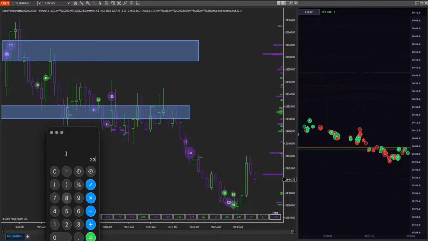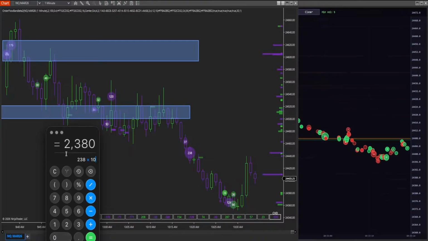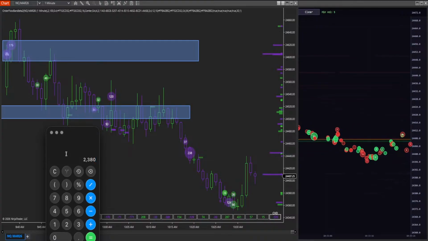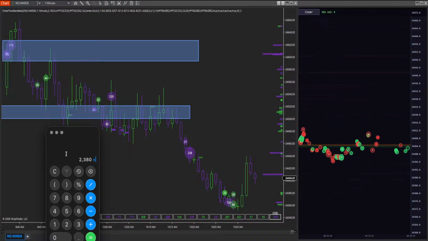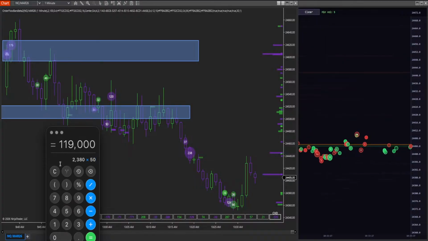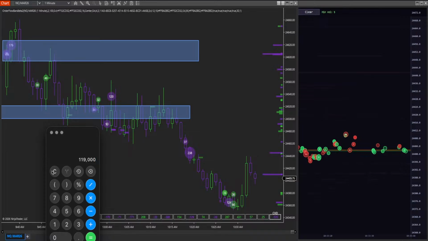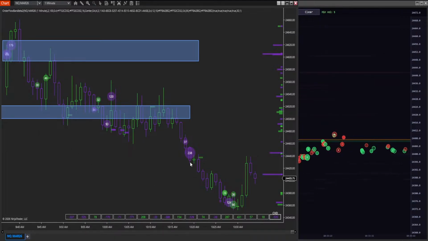But you got to think about this. You've got 238 lots. A 1 point move is $2,380. That's peanuts. But for a 50 point move, that's $119,000. That's $120,000 in a 50 point move. So 238 lots down here, and you make 50 points, which they did run, like down here. It's $120,000 being made.